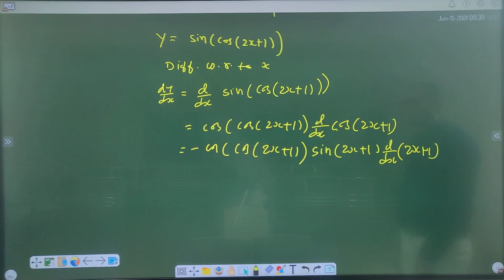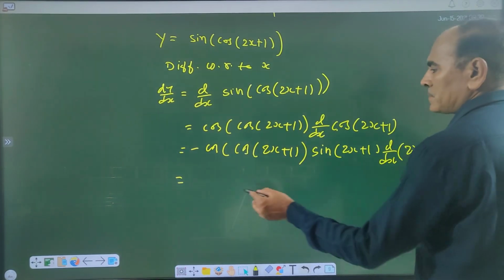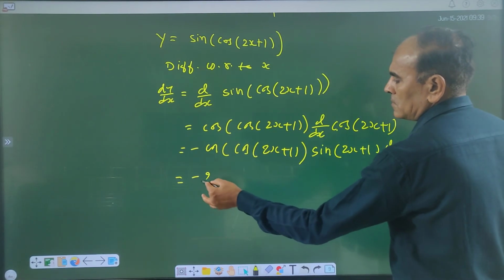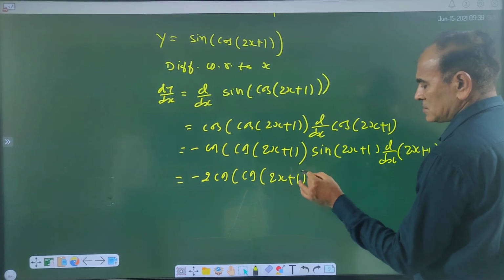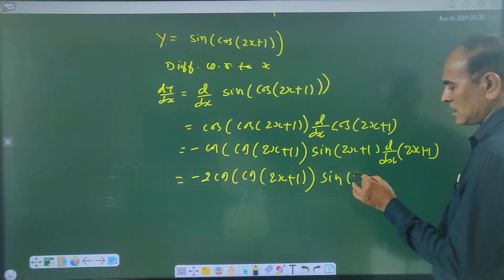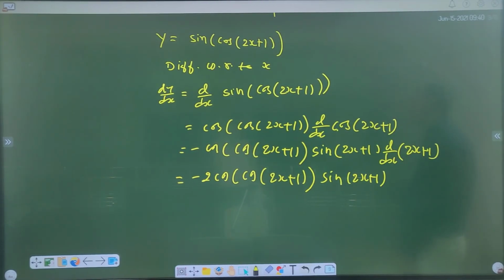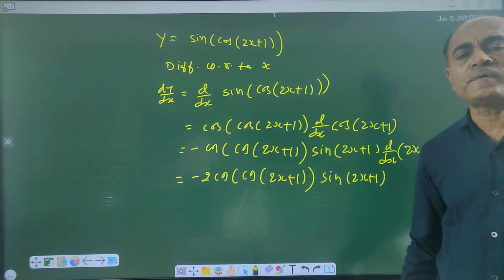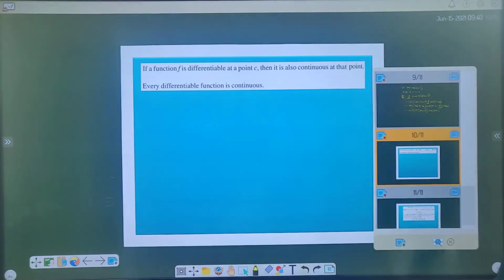Now write the derivative of the last function at last. So what is the derivative of this one? Derivative of 2x is 2, derivative of 1 is 0. So minus 2 cos of 2x plus 1 into sine of 2x plus 1. In this way we can find the d by dx of any form. That means if all standard forms are known to us, then it is very easy to find.